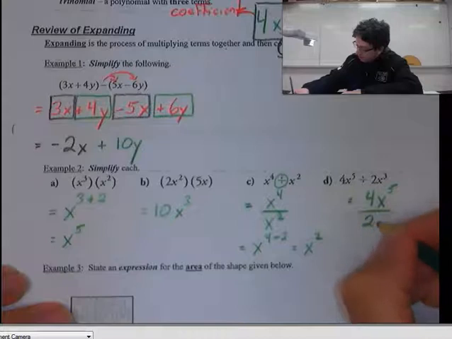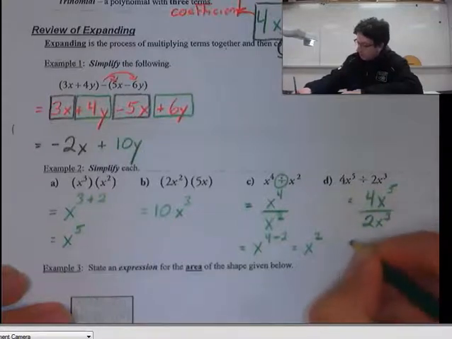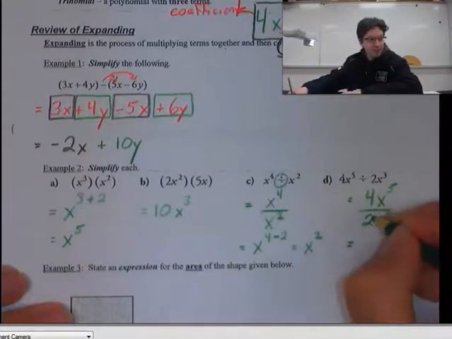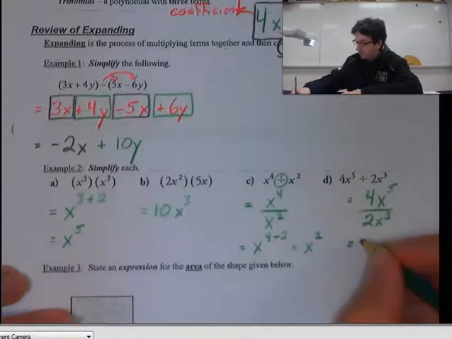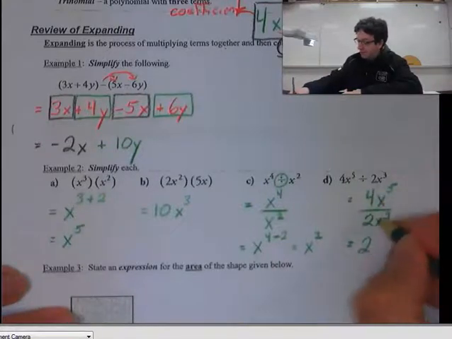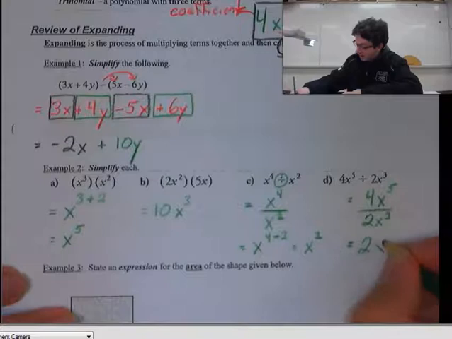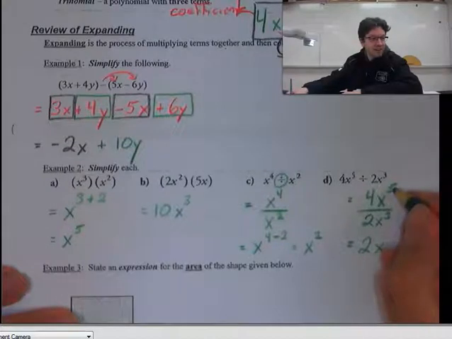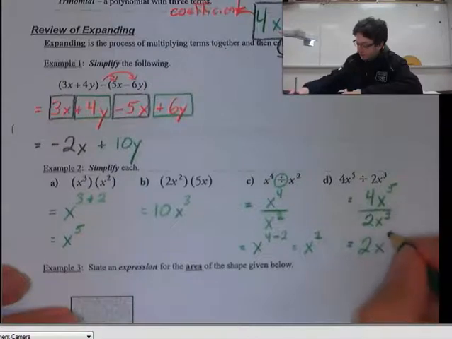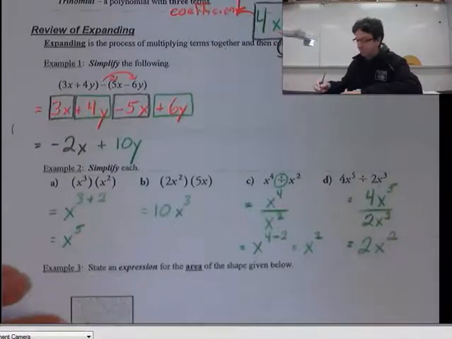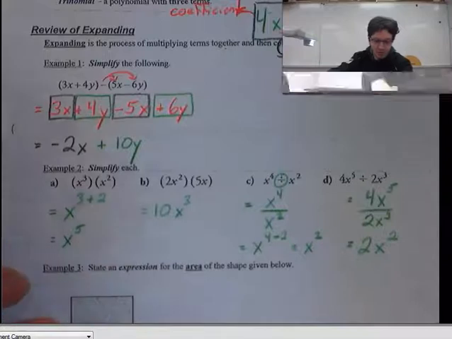Divided by 2x cubed. So the coefficient we can look at separately. We have 4 divided by 2, which is just 2. And then we're dividing similar bases, which is x. And since we're dividing, we subtract the exponents. 5 minus 3 is 2. Let me just pause there.